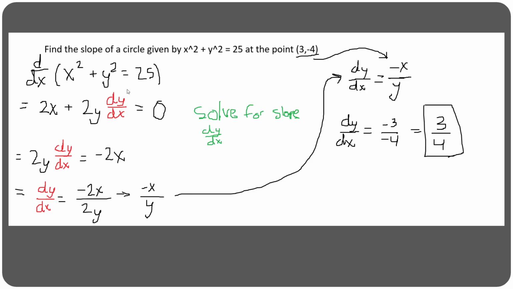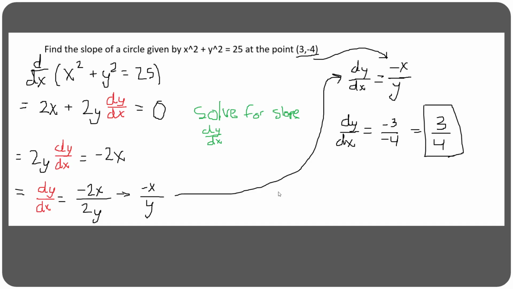And now that we have this equation, look at the green. Solve for the slope, dy over dx, because dy over dx is slope. So you subtract 2x and you divide by 2y to find that dy over dx is equal to negative x divided by y. And then let's take it further and plug in the point 3, 4. So the slope at that point is 3 over 4. So really easy.